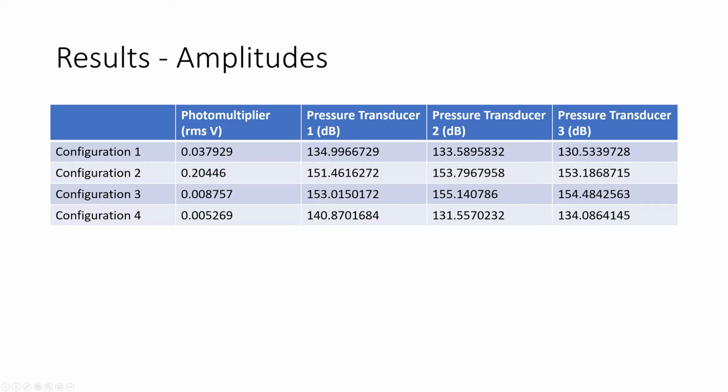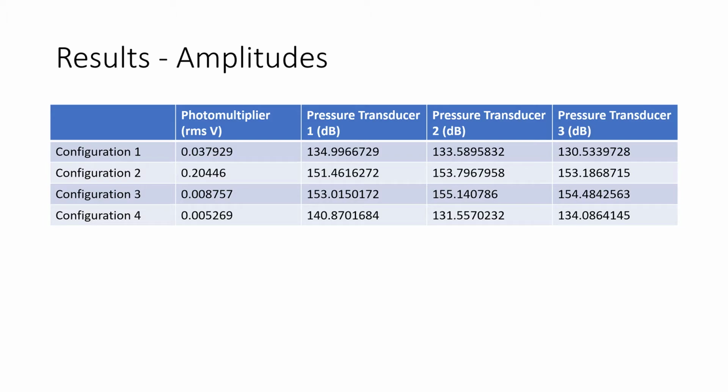Here, the amplitudes of the photomultiplier and the pressure transducer are shown. The photomultiplier is only significantly useful in configurations 1 and 2, as after this the flame moves out of the line of sight of the sensor and it is no longer able to measure anything useful. The pressure transducers are in units of decibels, and since they are so close to the relatively large source, they have relatively large values, so it is most significant to analyze the differences between different configurations.